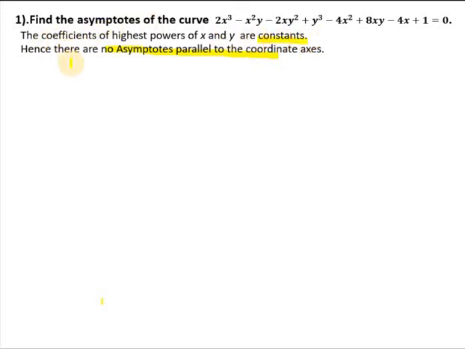So this curve has oblique asymptotes. It is a third degree polynomial, hence it has 3 asymptotes. So let us consider them as y is equal to m1 x plus c1, y is equal to m2 x plus c2, y is equal to m3 x plus c3, and let us find them by rewriting the given equation in the decreasing order of their degrees.